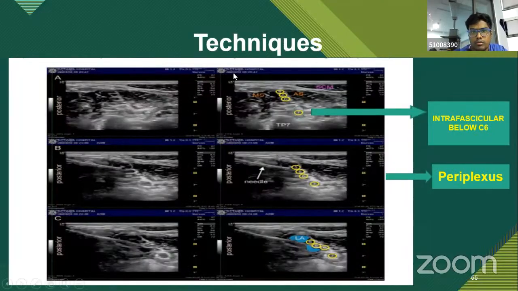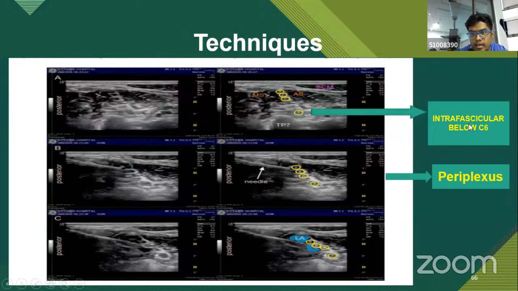And with respect to safe techniques, they've described a periplexus technique where you go 4 millimeters away from the brachial plexus sheath, outside the brachial plexus, which is actually an extrafascial injection. So outside the brachial plexus sheath and in between the perimysium, you deposit the drug there.